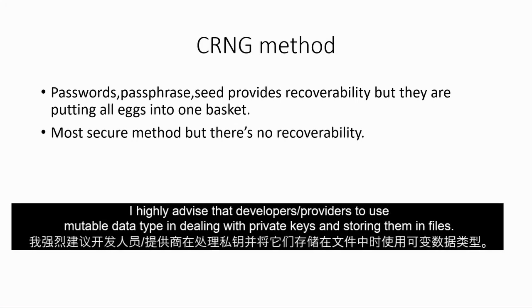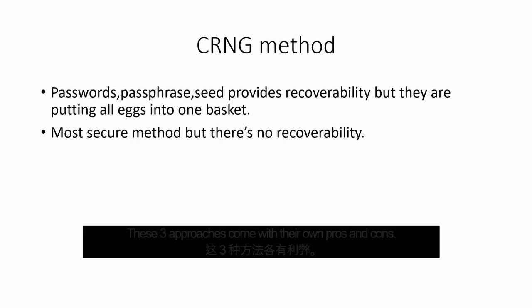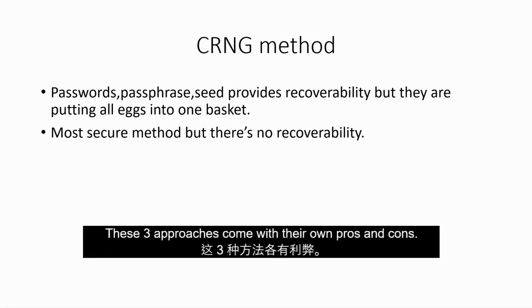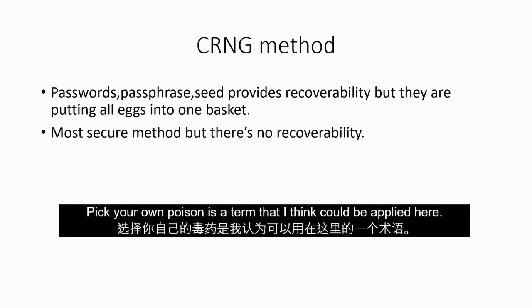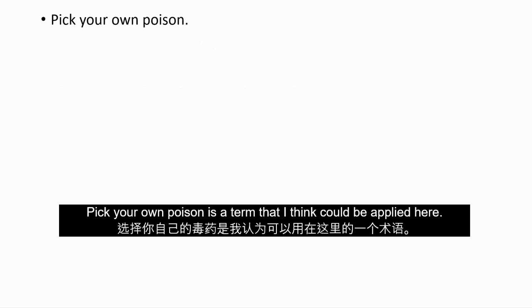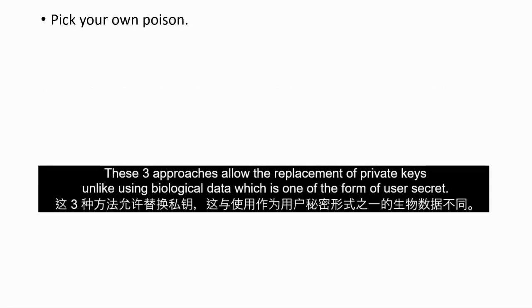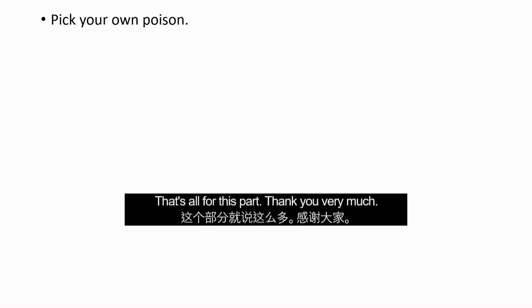I highly advise that developers or providers use mutable data type in dealing with private keys and storing them in files. These three approaches come with their own pros and cons. Pick your own poison is a term that I think could be applied here. These three approaches allow the replacement of private keys, unlike using biological data, which is one of the forms of user secret. That is all for this part.